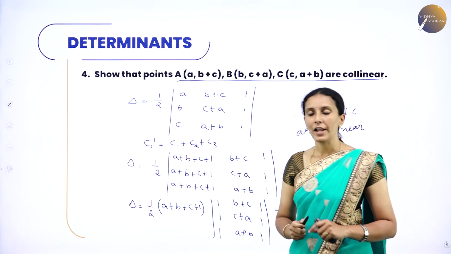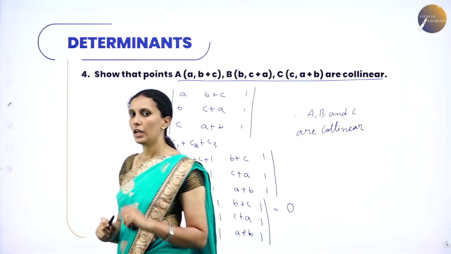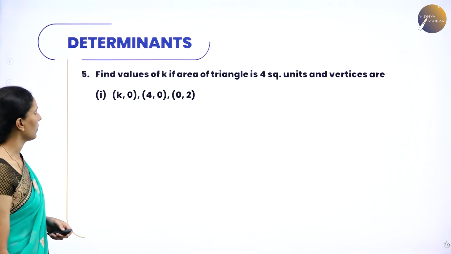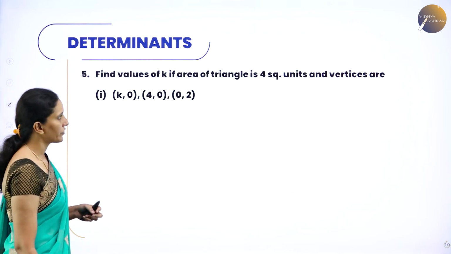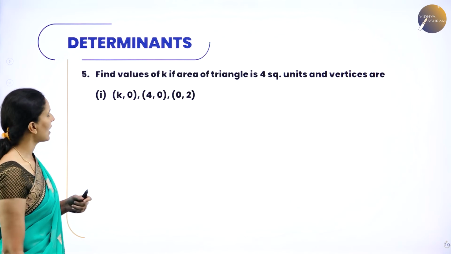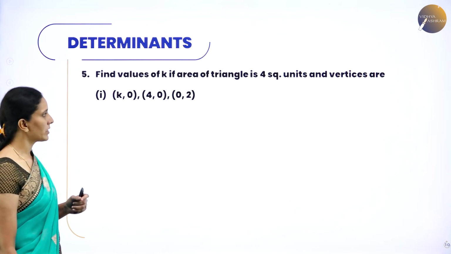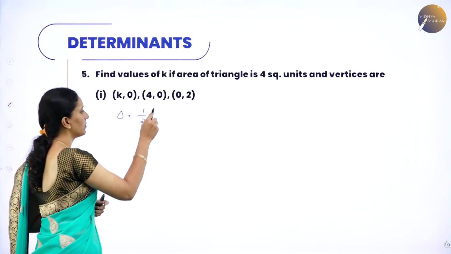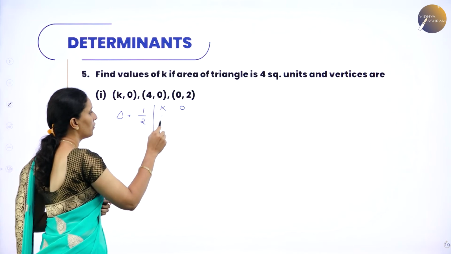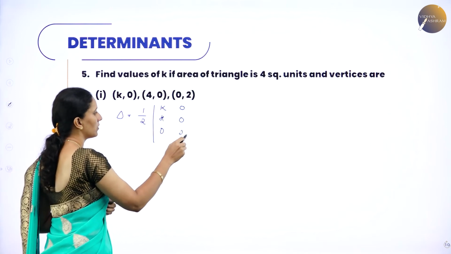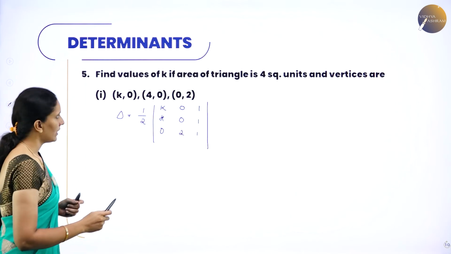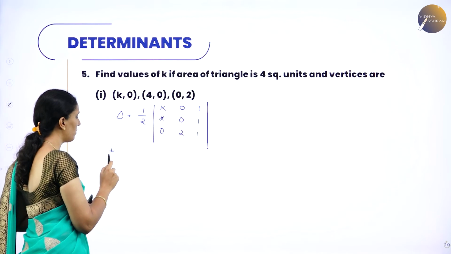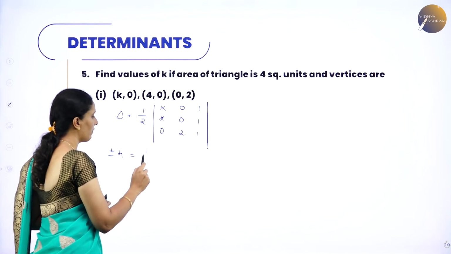So, when you show that the value of the determinant is 0 in the area of the triangle, that means the points are collinear. Next, find the values of K if the area of a triangle is 4 square units and the vertices are (K, 0), (4, 0), (0, 2). So, let me write delta is equal to half of the determinant K, 0, 1; 4, 0, 1; 0, 2, 1. Clearly I can take the value of delta as 4 square units, but you should take both positive and negative.